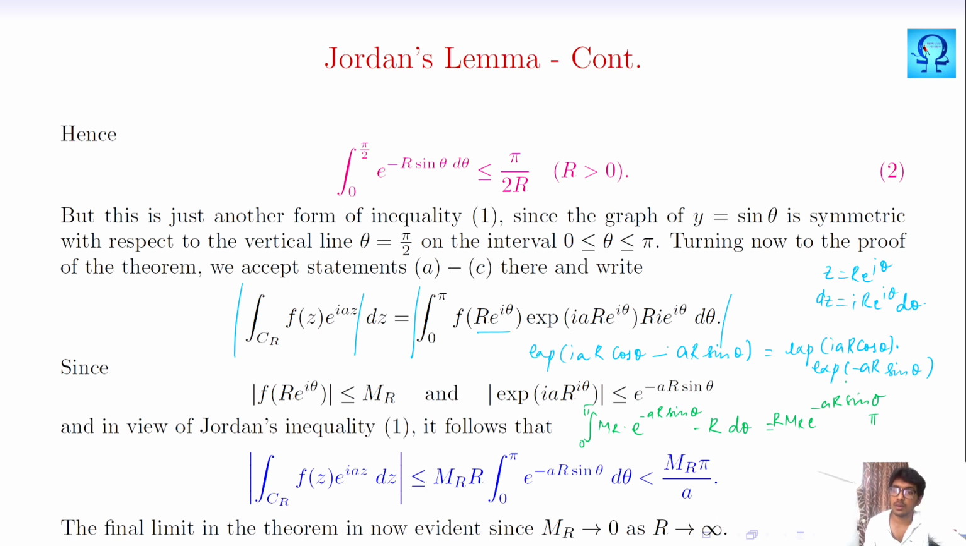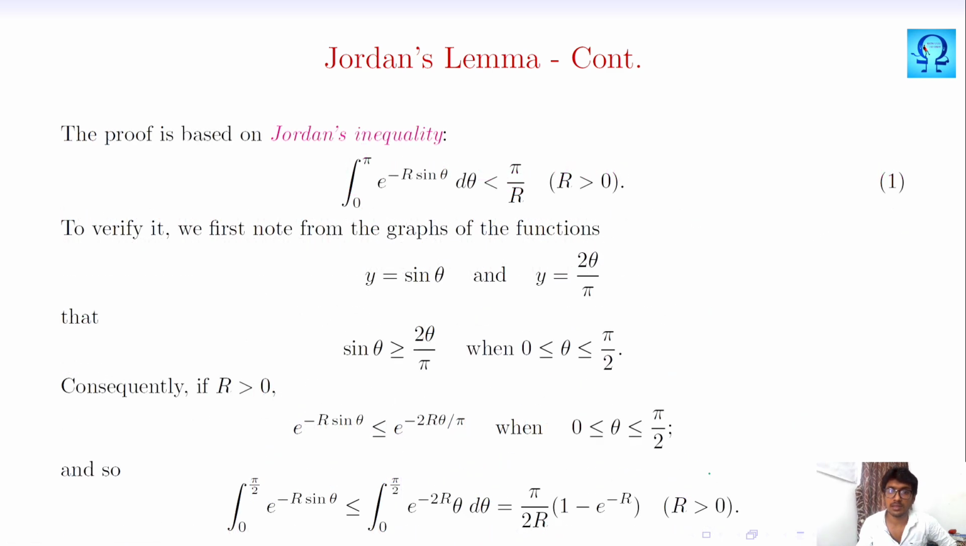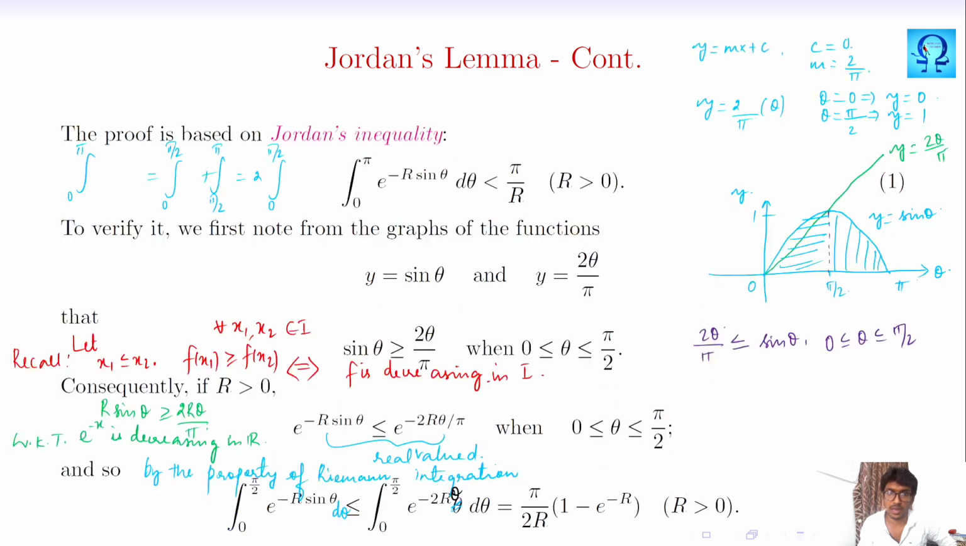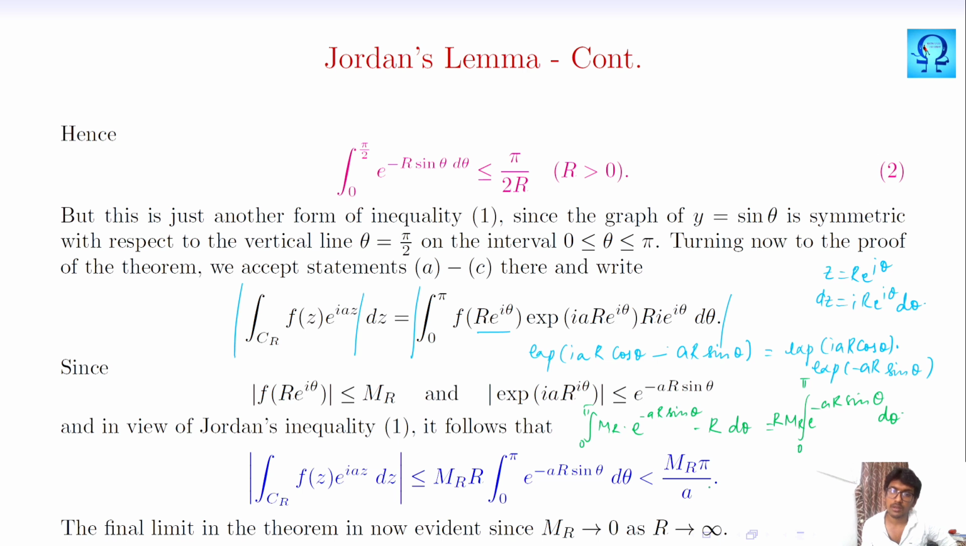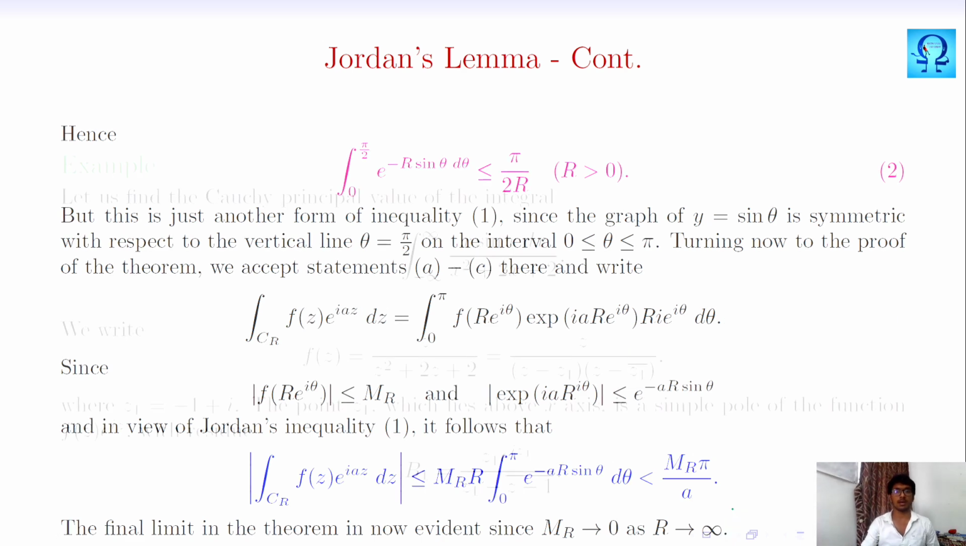Now, sorry, this quantity involves theta, right? So by the Jordan inequality that we have, this shall be written as the integral from 0 to pi. So what is 0 to pi? That is smaller than or equal to pi upon r. When we substitute it and simplify, we get this one. Now we take the limit as r approaches infinity, and by our assumption M r goes to 0 as r approaches infinity, hence the requirement is established.